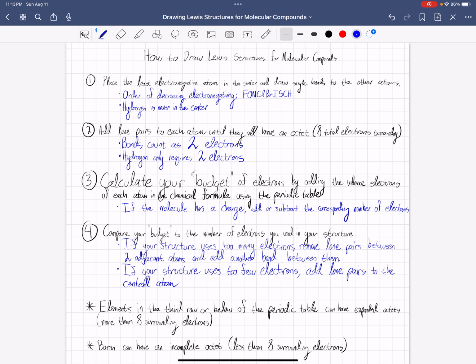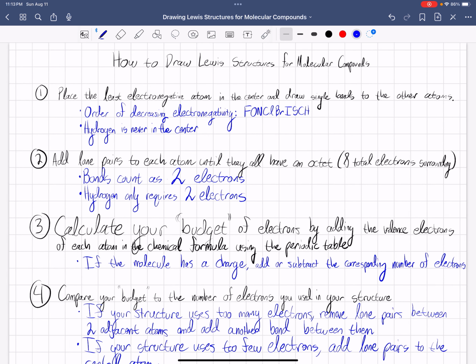So, the first thing you need to do is take whatever chemical formula you've been given, put the least electronegative atom in the center, and then just draw single bonds to the other atoms. Now, the way you'll know which atom is the least electronegative is you can use this mnemonic device, Fonkelbrich. This lists the most electronegative elements in order from most to least electronegative. So, most electronegative is fluorine, followed by oxygen, then nitrogen, chlorine, bromine, iodine, sulfur, carbon, hydrogen.